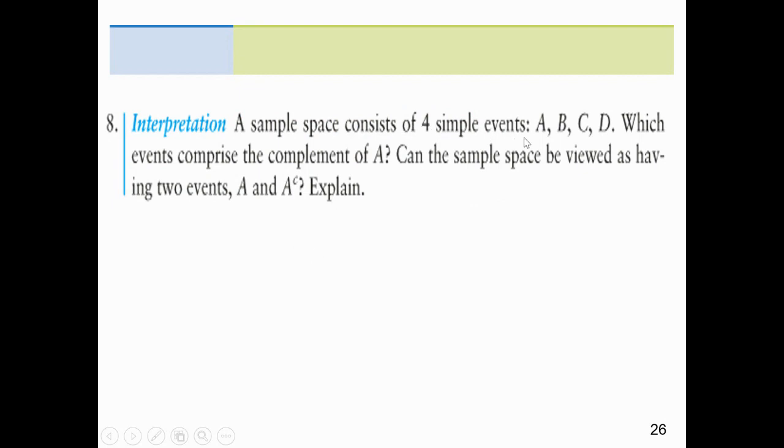Sample space consists of 4 simple events, A, B, C, and D. Which events comprise the complement of A? Well, things that are not A are B, C, and D. Can the sample space be viewed as having 2 events? Yeah, A and the complement of A.